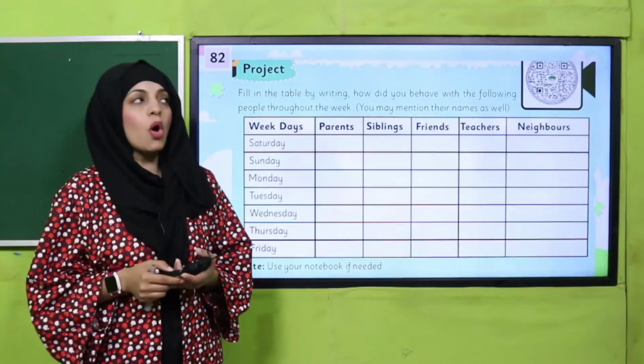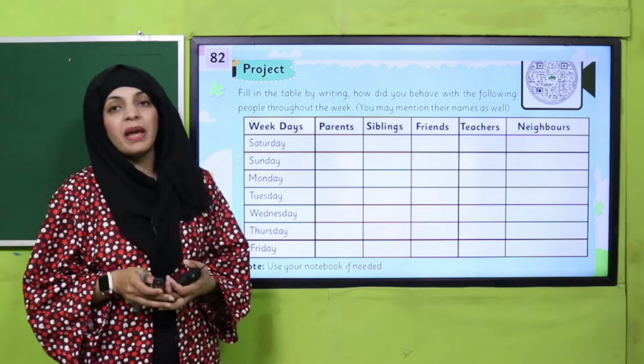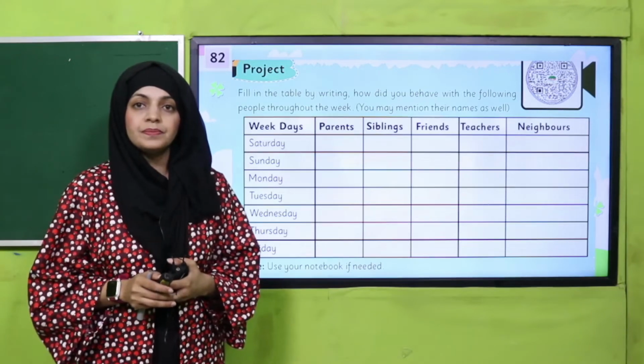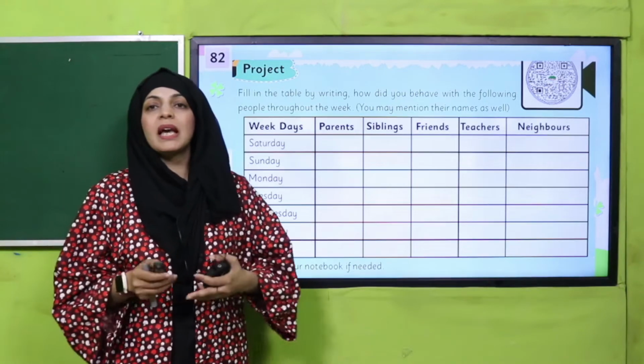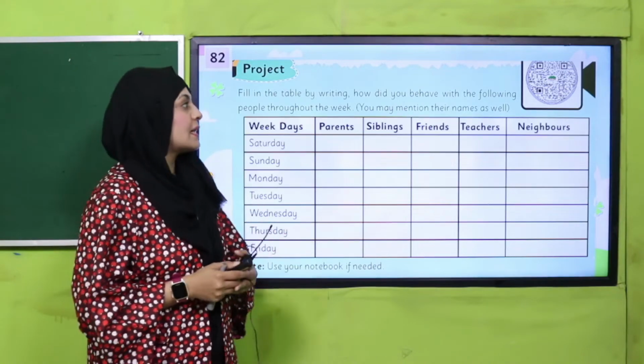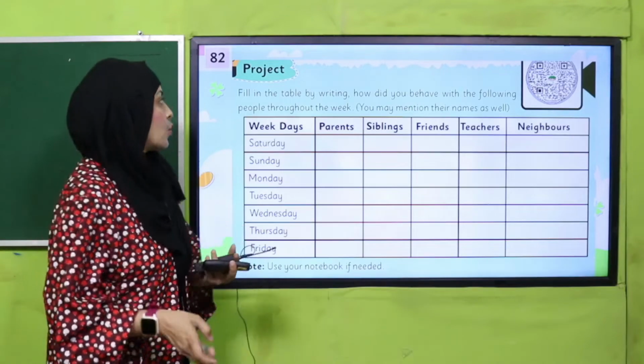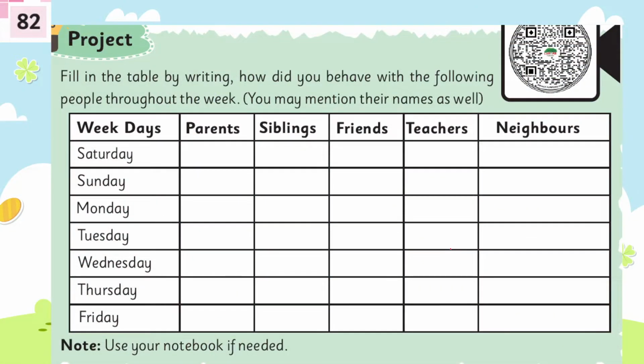So I request you all to please pause the video and open page number 82 in your GK2 books. I hope everybody has opened the page. So my dear students, let's start looking at the instructions of the project. इस project में आपको कहा जा रहा है that fill in the table by writing. How did you behave with the following people throughout the week? You may mention their names as well.